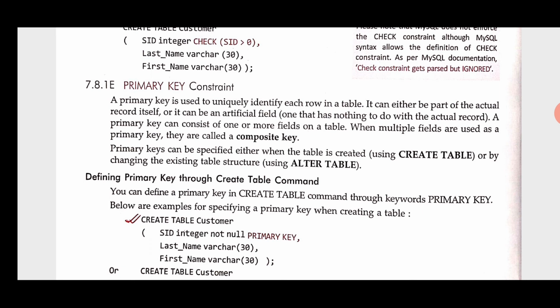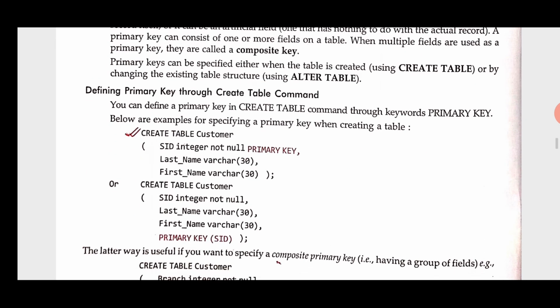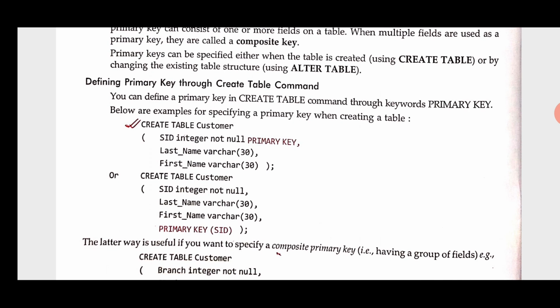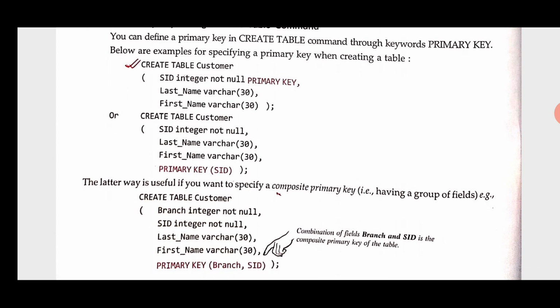Primary keys can be specified either when the table is created or by changing the existing table structure. At the time of table creation, using the create table statement, and with an existing table, using the alter table statement. Just see, with the help of an example it will be clear. Defining primary key through create table command. In create table also there are two ways. Using both we can declare one column as a primary key.